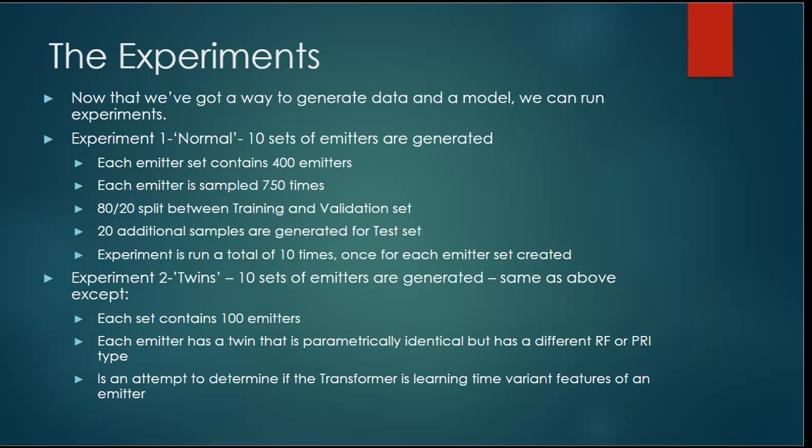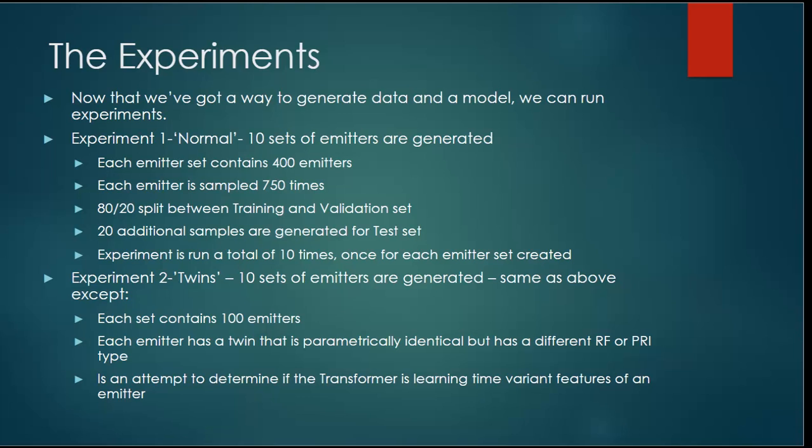So experiment number 2 is the twins experiment. I was particularly interested in determining whether or not the transformer network was learning the time variant properties of these emitters. So basically, could it tell apart the different ways that emitters were changing in time and still be able to accurately classify them in that way.